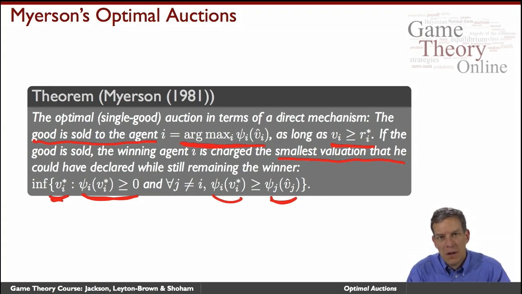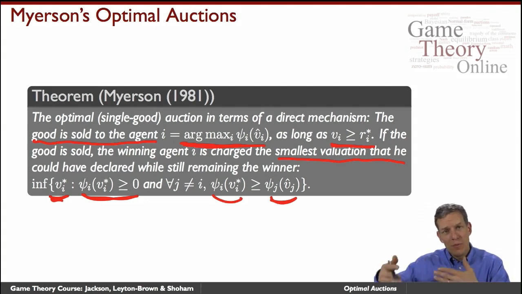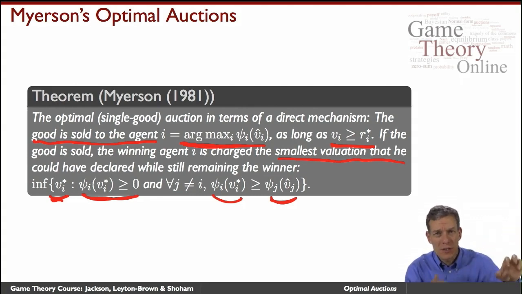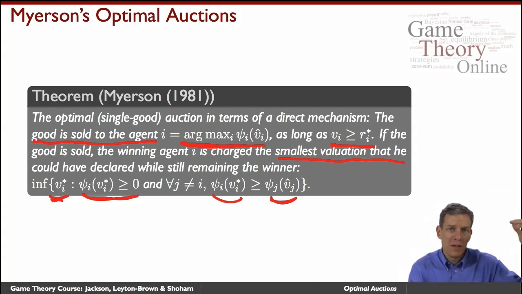So we have an auction where now what we do is people put in values, declare their values for the good, but now we adjust them via these virtual valuations and have reserve prices and choose the person who has the highest virtual valuation, subject to that being above the reserve price, and charge them the price that they could have gotten in terms of the lowest valuation they could have announced and still been the winner of this auction.